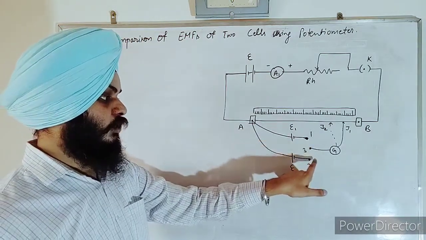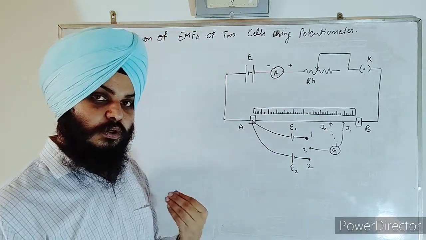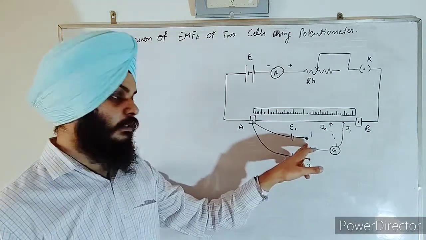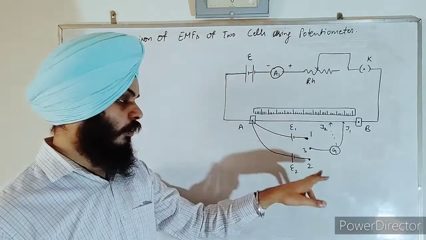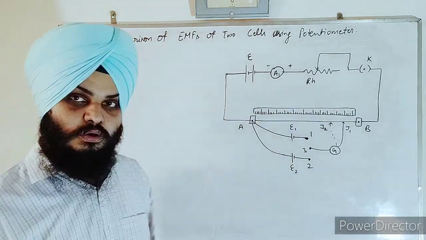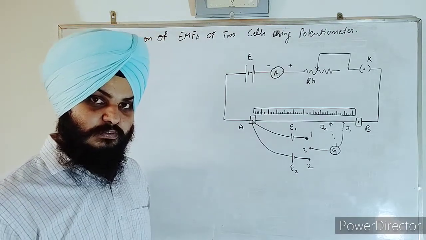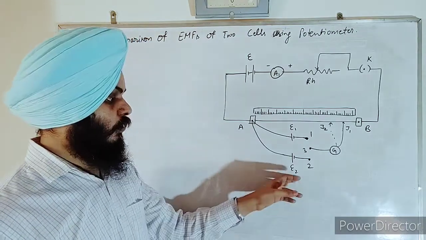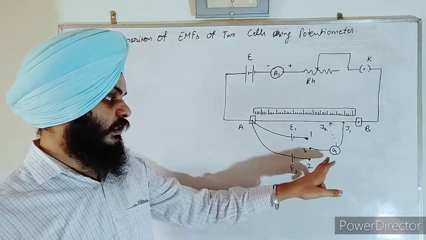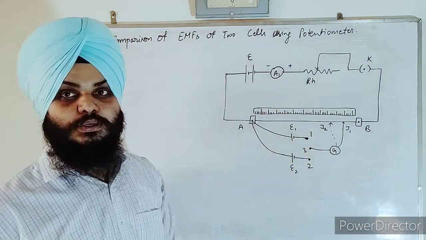Here there is a two-way key. Two-way key means whichever side you want to connect, you can connect. You may connect to this end 1 to 3 or 3 to 2. So whichever side you want to connect the first cell with EMF E1, you can connect that, or simply the other cell. Then after this there is a galvanometer and a jockey connected to that.